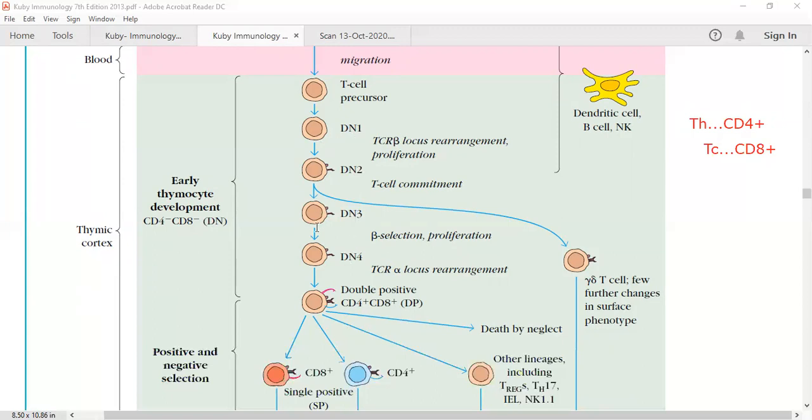So how are you able to differentiate these four stages? This is a question. If you know, please answer this. How will you differentiate DN1, DN2, DN3, and DN4, because they do not have these CD4 and CD8 markers?